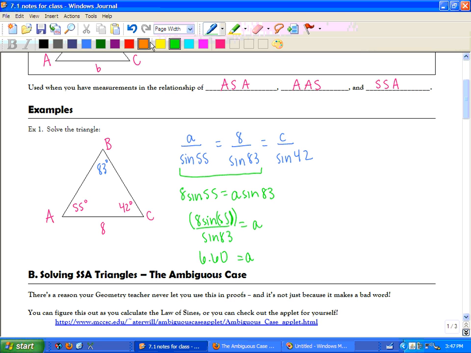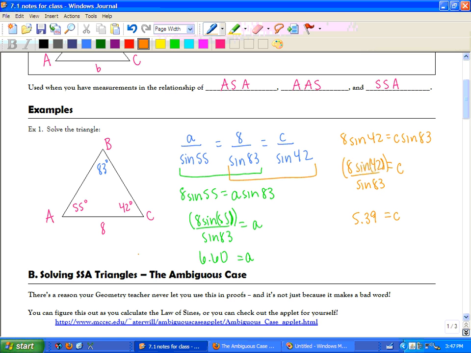So you may want to choose the same one that we know, and this time use it to solve for little c. So you'd have 8 sine 42 equals c sine 83. Again, you want to divide by the sine of 83 to get c by itself. And again, make sure you close the parentheses after 42. You might want to put the whole top in parentheses. And so for little c, you should get 5.39.